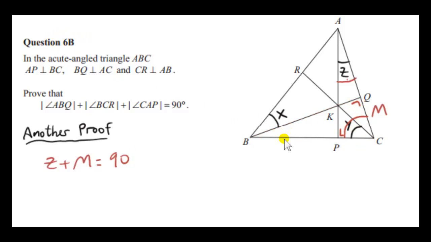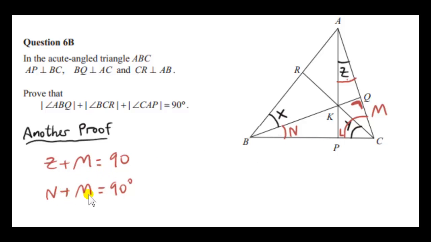So M plus this angle here must add up to 90 degrees. These two plus 90 degrees gives us 180 in this right angle triangle, triangle BCQ. So let's give this angle here a name. Let's call it N. So N plus M equals 90 degrees. Again, it's because we have a right angle triangle and these are the other two angles in it.